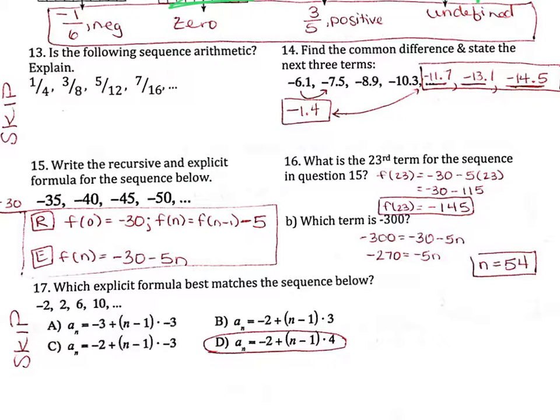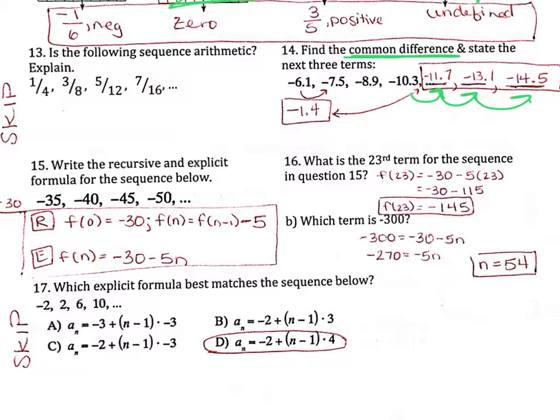Okay, last little set on this side. Question 14, the common difference just means they want me to find the pattern. So that's what my -1.4 is. I'm subtracting 1.4 each time. And then to find the next 3 terms, I just keep that pattern going, subtracting 1.4 every time.